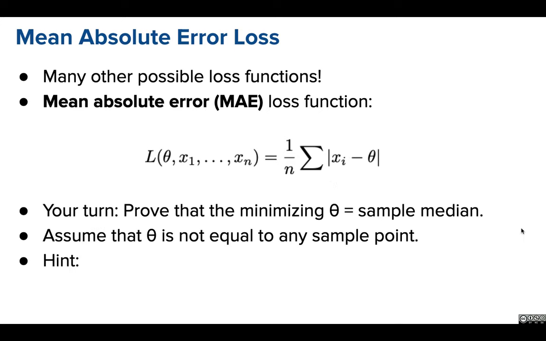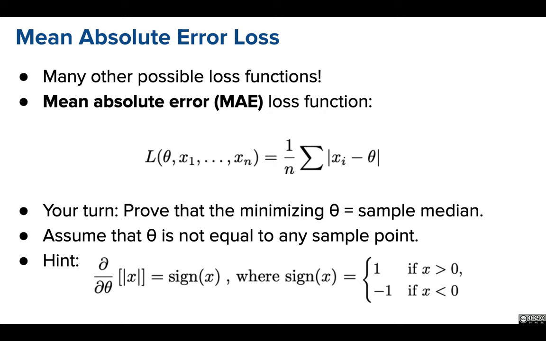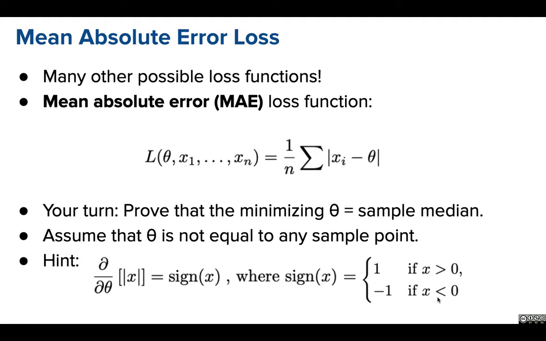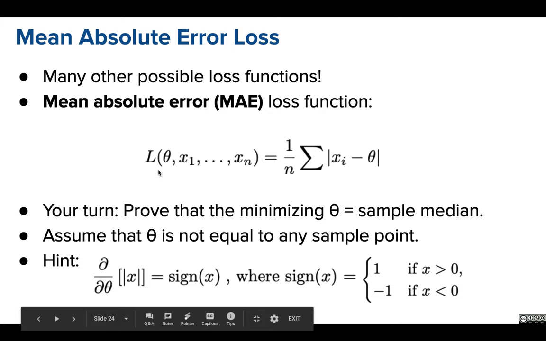It turns out that the minimizing theta for this particular loss function is the sample median. So your exercise now is to prove it. I'll give you a hint: the partial derivative, there should be an x here. The derivative of the absolute value of x is what we call the sign of x, which is 1 if x is greater than 0, and negative 1 if x is less than 0. So, another exercise for you. If you found the first one too easy, then you should really try your hand at this one. This is a little challenge. Find the minimizing theta for the mean absolute error loss, and your result should be that theta is the median of my sample. Go ahead.